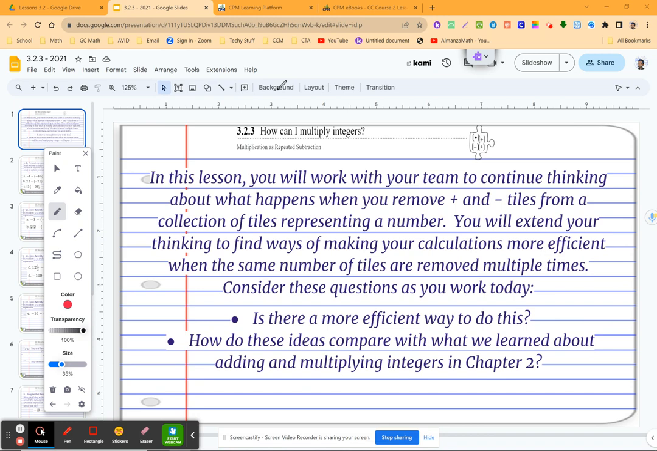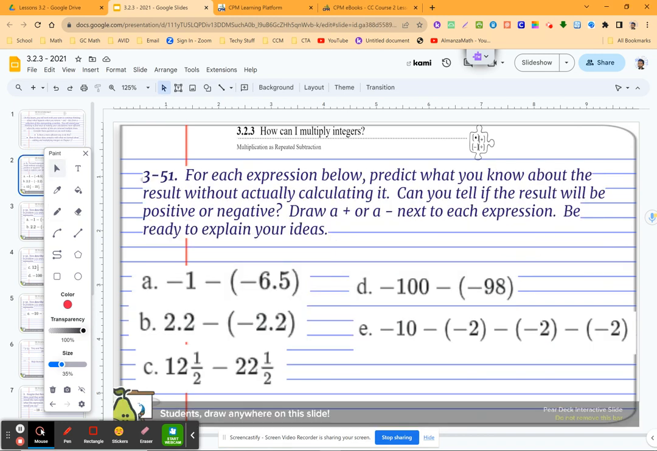Okay, so we're looking at the first example on the first slide. For each of these expressions, predict what do you know about the result without actually calculating it. Can you tell if the result will be positive or negative? So draw a plus or a minus next to each expression and be ready to explain your ideas.